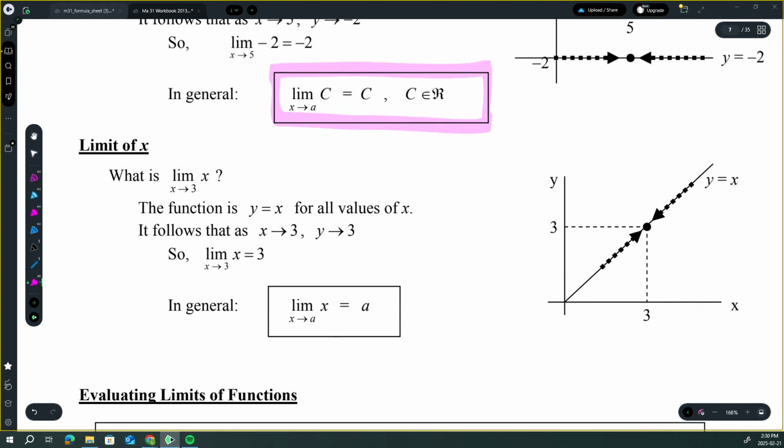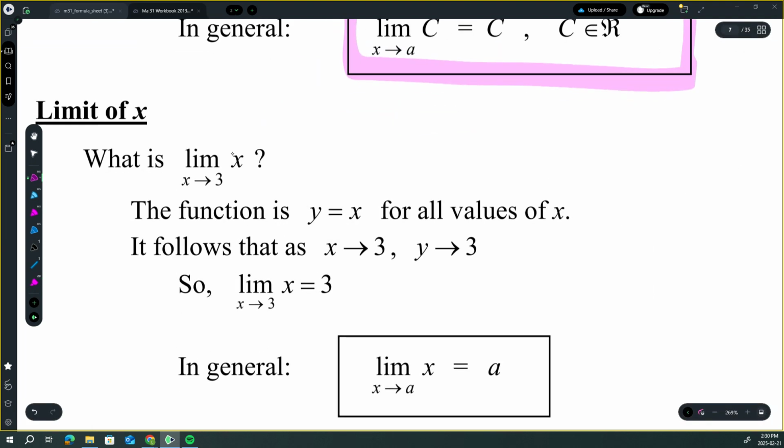All right, limit of x. Let's say we're asked to evaluate the limit of x as x approaches 3 from the left and the right hand side. Remember that this part is saying f of x, or y if you're not using function notation, is equal to x. So I'll write it the other way too. What that means is whatever value x is, y is going to be that same value. So the limit of x as x approaches 3 is going to be 3.